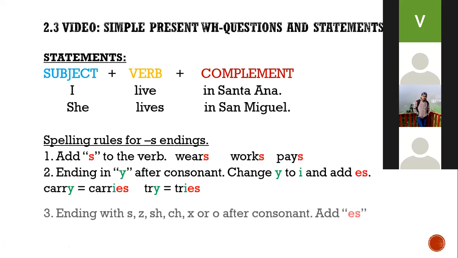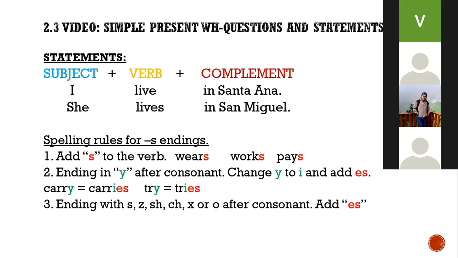Okay. Rule number three. Ending with S, Z, SH, CH, X, or O, after consonant. Cuando el verbo termina en una Z, en una S, en una SH, en una CH, X o en una O, le vamos a agregar una ES al final. Example.